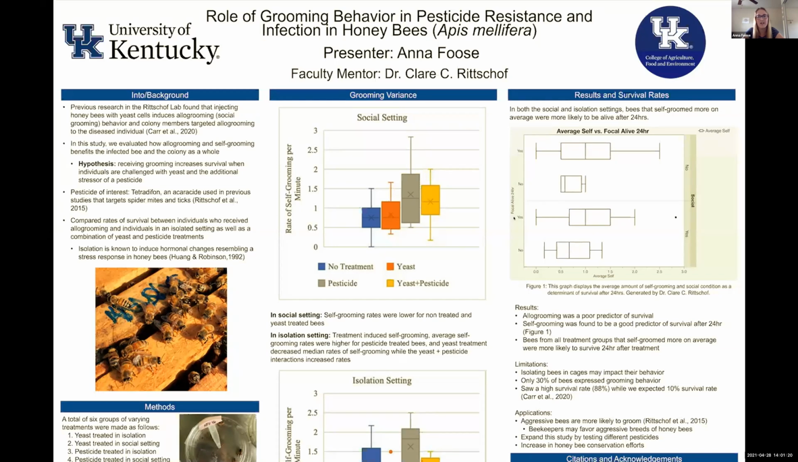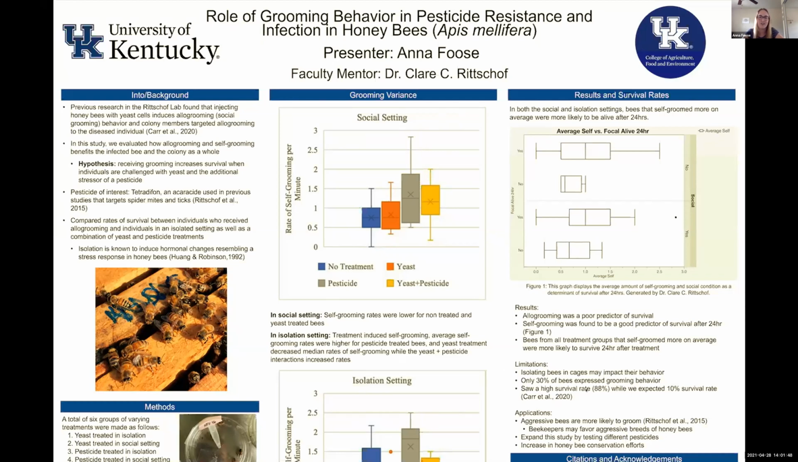So we can see here in the yes row for bees that were alive after 24 hours, they had the highest levels of average self-grooming per minute, and the bees that died within the 24 hours had lower rates of self-grooming. So from this, we concluded that self-grooming was a good predictor that the bee was going to survive the treatment of the yeast and the pesticide.